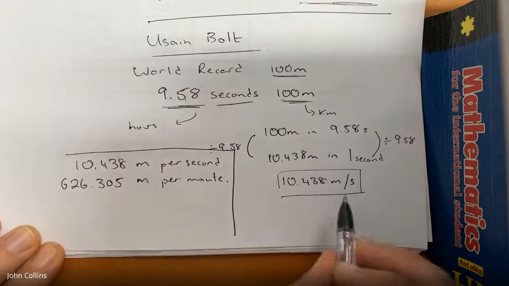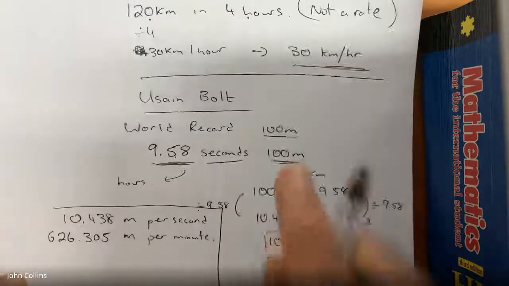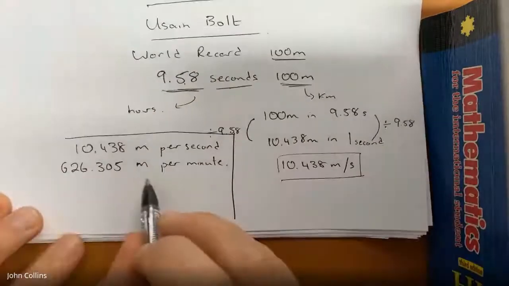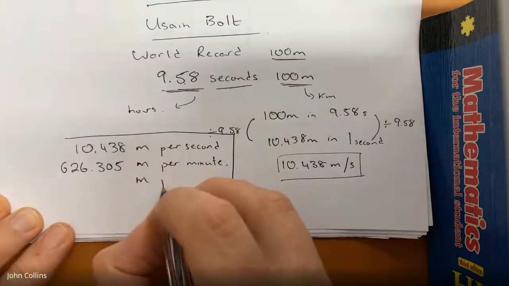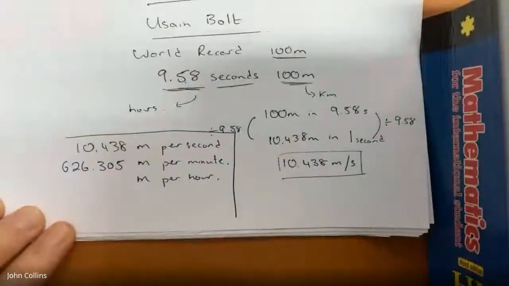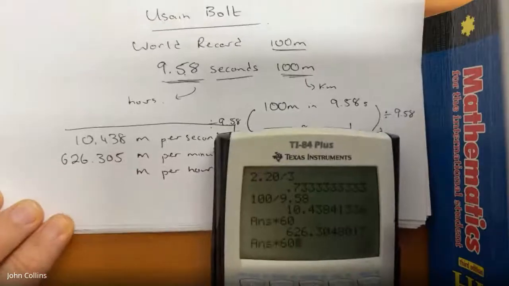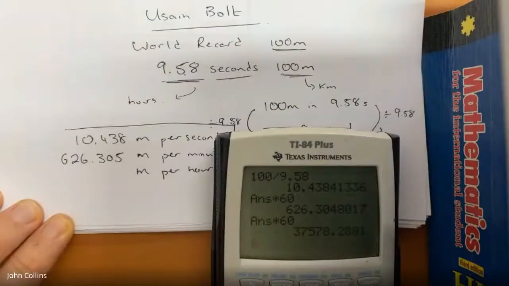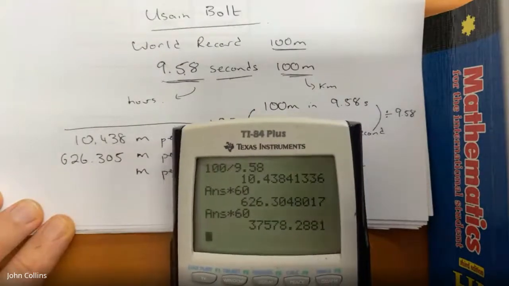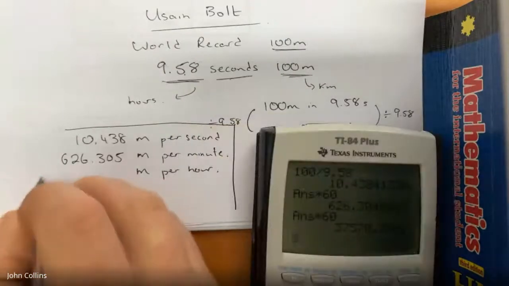Where am I going with this? I want my final answer to be in kilometers per hour. So I have now meters per minute. I'm going to get meters per hour. What would I need to do again? Times it by 60 again. So once I times it by 60 again, I get this large number, 37,578.